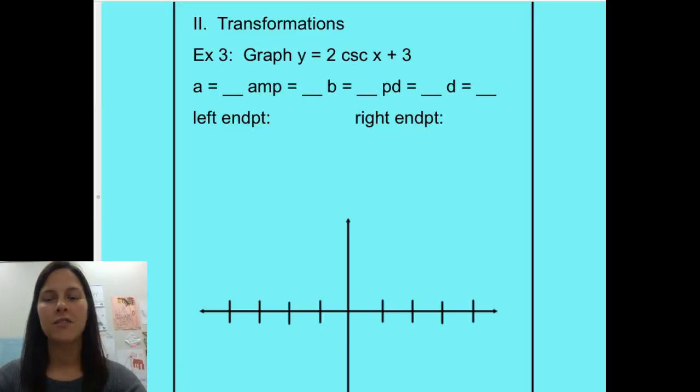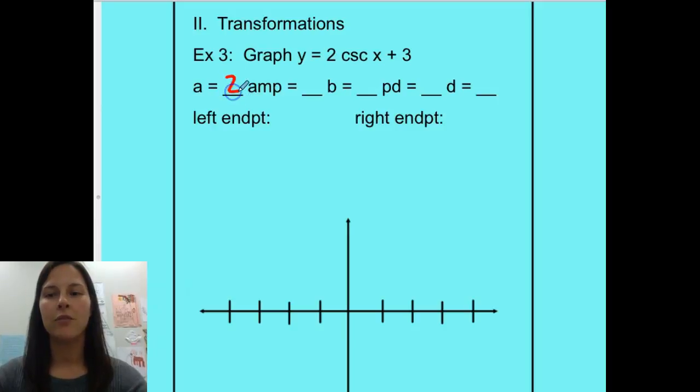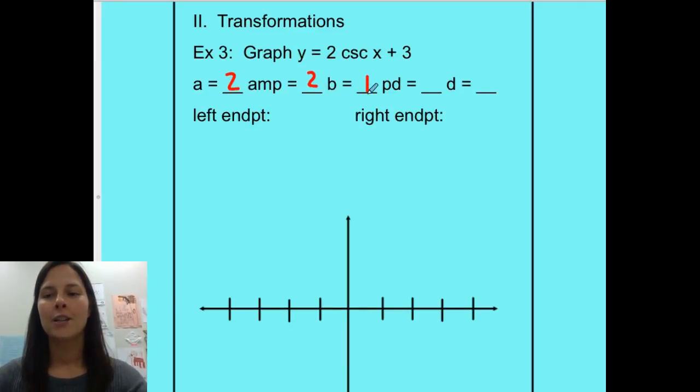The transformations of cosecant and secant work very similar to the transformations of sine and cosine. We'll start off by identifying A, or our vertical stretch, what we're multiplying before the function. Our amplitude is 2, absolute value of 2. In this case, our B value is 1, what we're multiplying by the x, so our period will remain 2 pi. D, we are shifting it up 3.